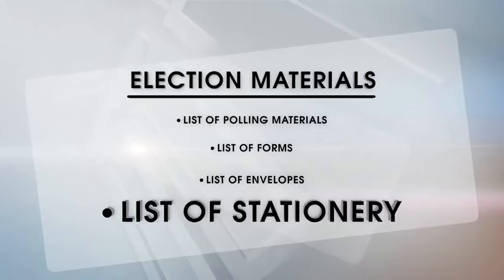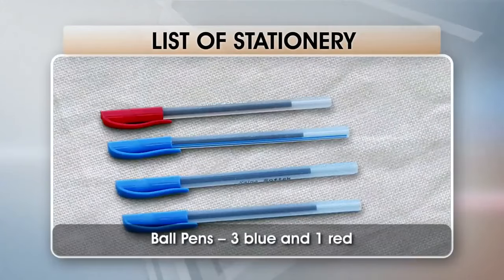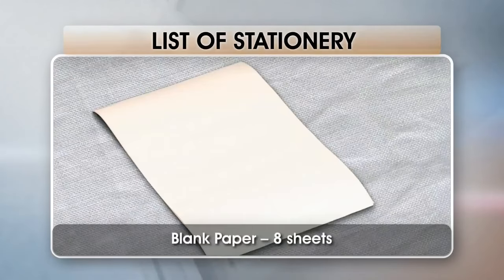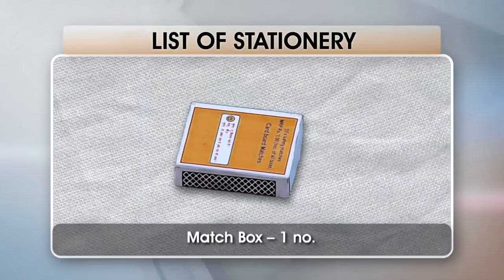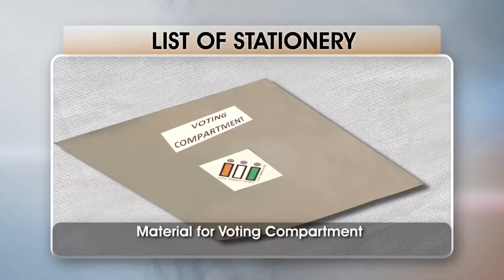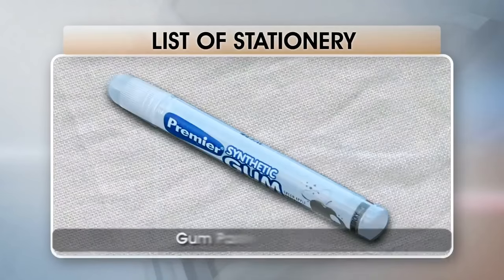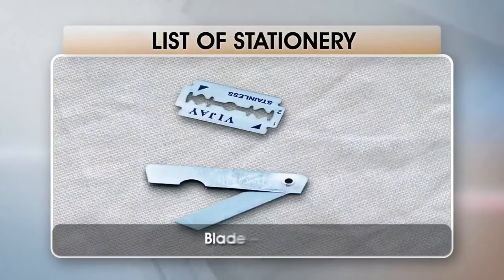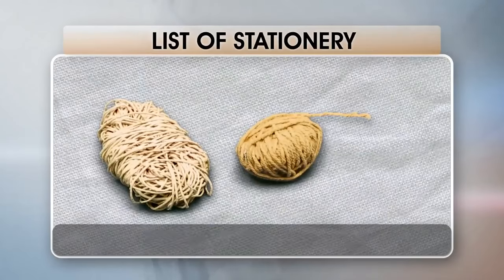List of stationery. Ordinary pencil, 1 number. Ball pens, 3 blue and 1 red. Blank paper, 8 sheets. Pins, 25 pieces. Matchbox, 1 number. Sealing wax, 6 sticks. Material for voting compartment, 2 plus 2 total 4 sets. Gum paste, 1 bottle. Blade, 1 number. Candles, 4 sticks. Thin twine thread, 20 meters.